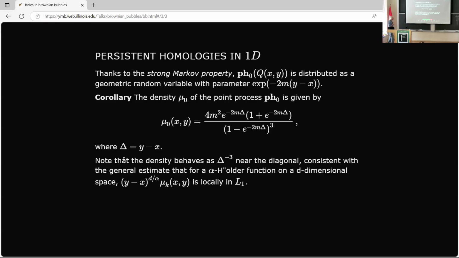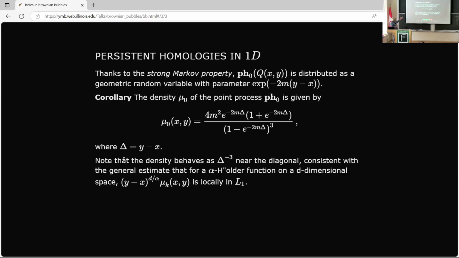So there is a theorem by me and Schmoll, Weinberger, which says that if you have an alpha-Hölder function on d-dimensional space, then this function is locally integrable. So this is your density, and this is the Hölder exponent and d. And moreover, for a generic function, meaning outside of a meager set, in the Baire sense, a typical function will have exactly this growth.